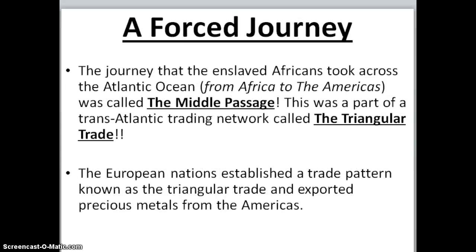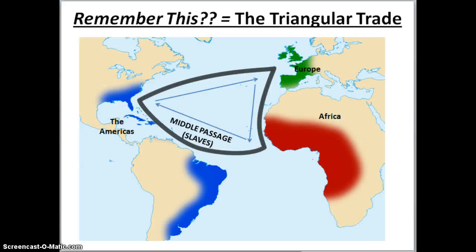A forced journey. We already know this. The journey that the enslaved Africans took across the Atlantic Ocean, from the west coast of Africa to the Americas, that part of the journey is called the Middle Passage. And this was a part of the transatlantic trading network called the Triangular Trade. The European nations established a trade pattern known as a triangular trade and exported precious metals from the Americas.